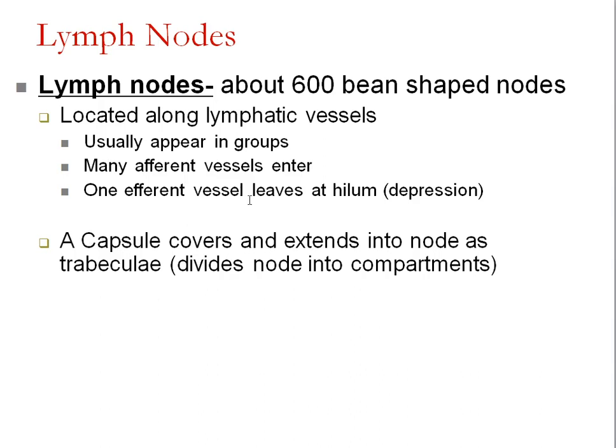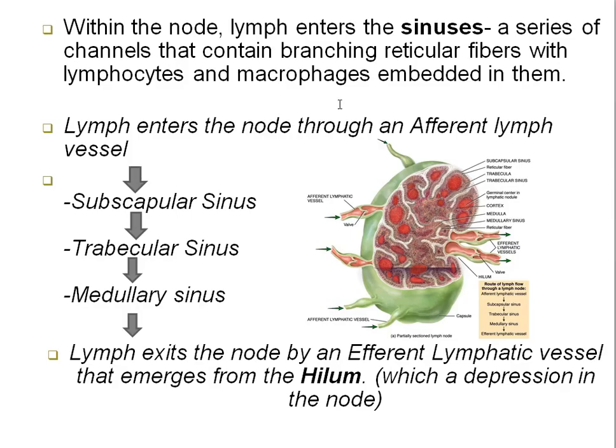So one efferent vessel leaves at a hilum or depression. A capsule covers and extends into the node as trabeculae, which helps divide the node into various compartments that the lymph has to go through. So within the lymph node, lymph is going to enter the sinuses, a series of channels that contain branching reticular fibers with lymphocytes and macrophages embedded in them.